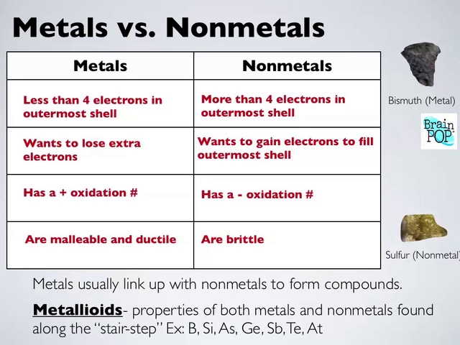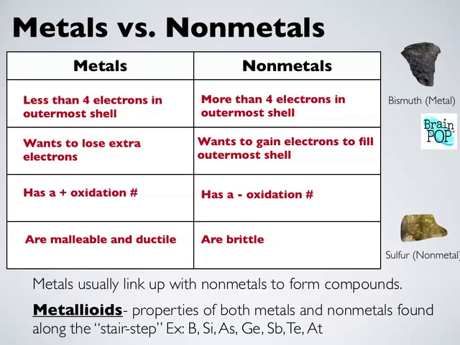All right. Usually, metals link up with non-metals to form compounds because they can both match up. One wants to get rid of electrons, one wants to gain electrons. So we have some elements that are sort of in between. We call these the metalloids. They have some properties of metals and non-metals, and they can change properties.